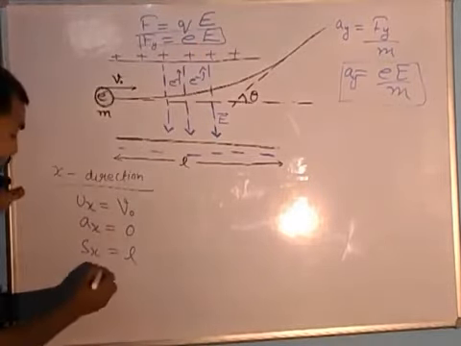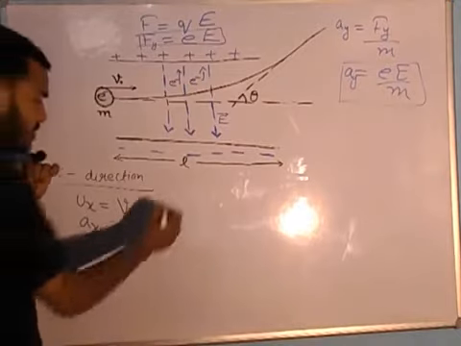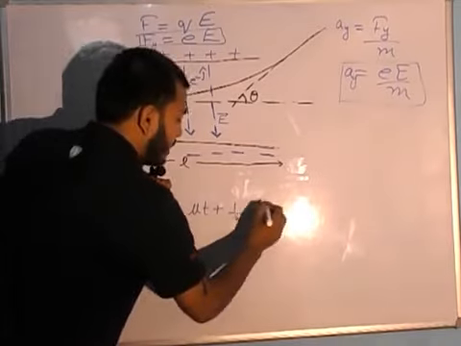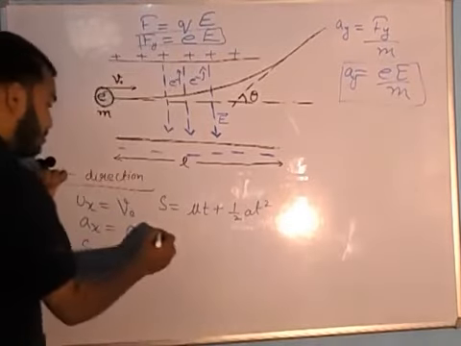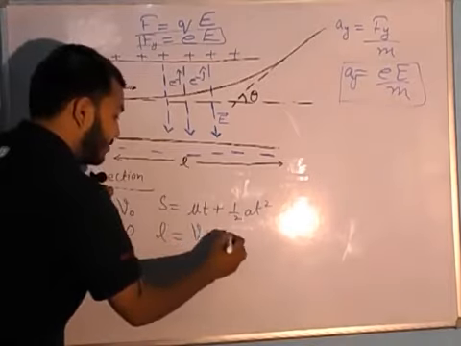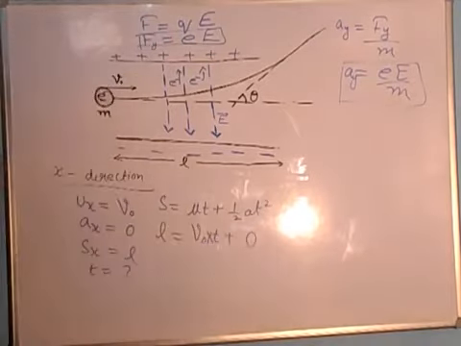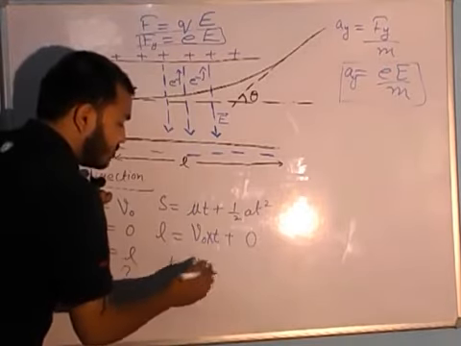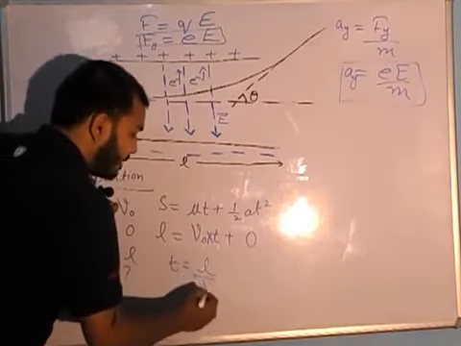Now we need to find the time. So what equation are we using? We are using S equals ut plus half at squared. Class 9 physics, you all must know. So in place of S I put L, in place of u I put v0, in place of t I put t. And this term will be 0 since the acceleration in the x direction is 0. So from here we get time t equal to L divided by v0.